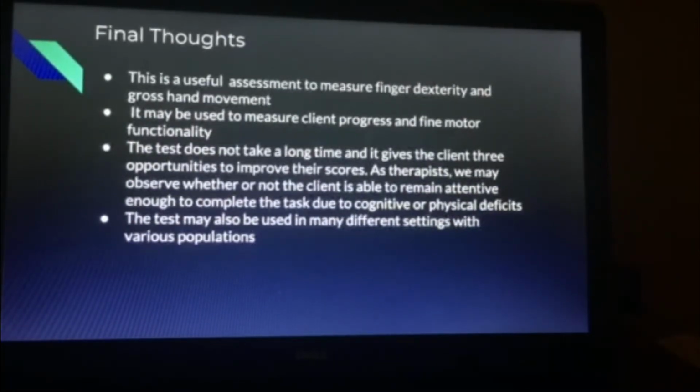Well, we thought that this was a useful assessment to measure finger dexterity and hand movements. It may be used to measure client progress and fine motor functionality. This test doesn't take a long time, and it gives the client 3 opportunities to improve their score. As therapists, we may observe whether or not the client is able to remain attentive enough to complete the task due to cognitive or physical deficits, and the test may also be used in many different settings with various populations.